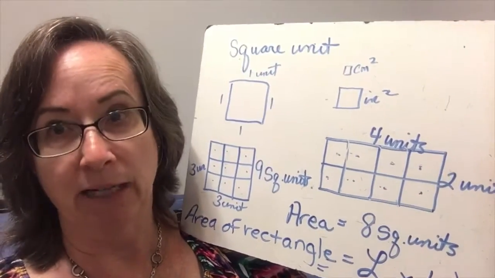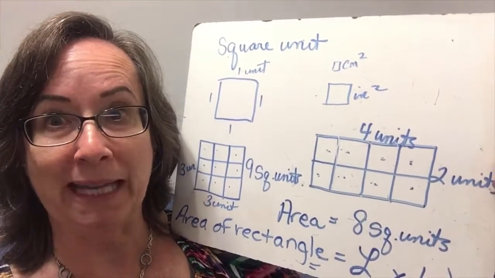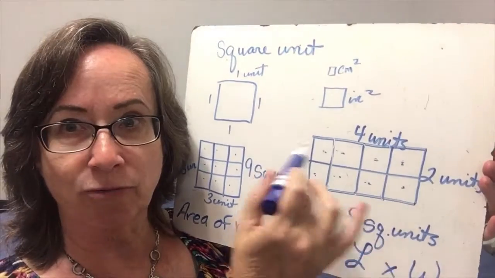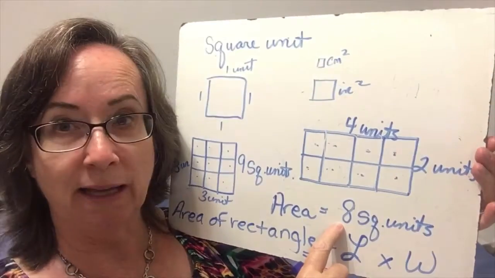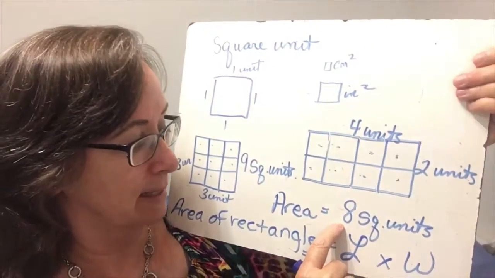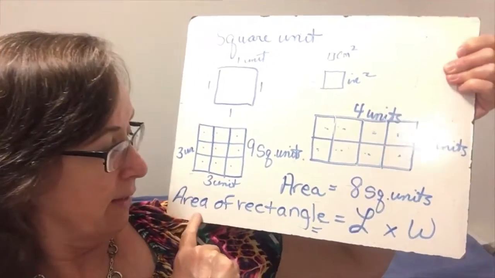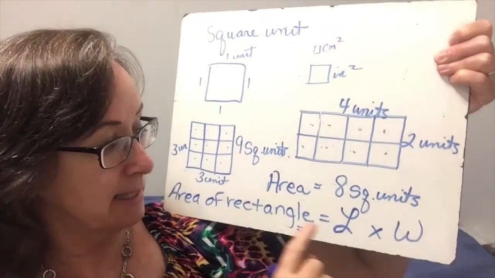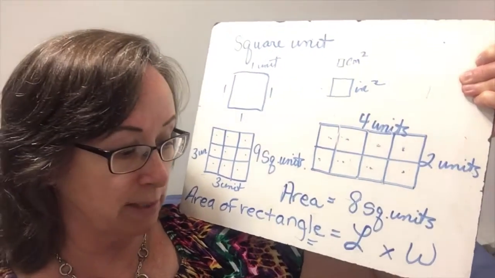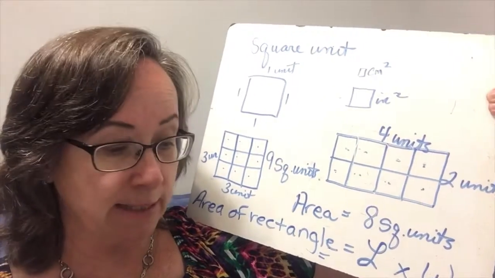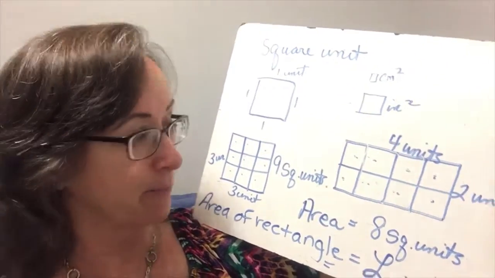Well, instead of counting up all the boxes, wouldn't it be easy to just multiply? Length times width is 4 times 2, which would give me 8 square units. So that's where we get our new formula here. The area of a rectangle is length times width, which you will see in your book, all written out for you in one of the little formula boxes on page 37.